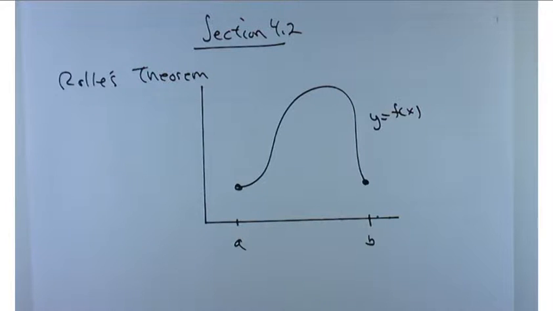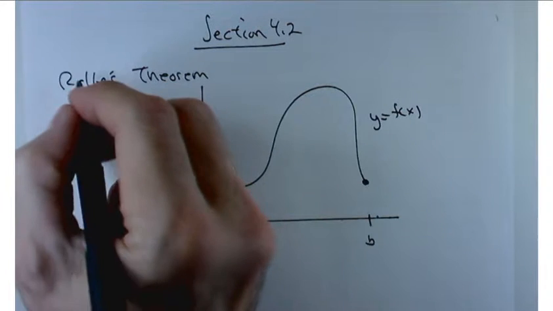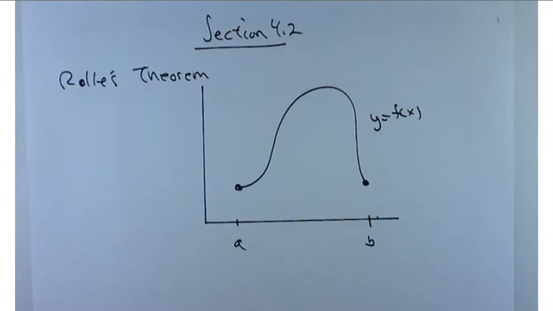Section 4.2 is going to introduce Rolle's theorem and then a more general version of Rolle's theorem called the mean value theorem. The mean value theorem is going to be the basis for a lot of what we do in Chapter 4 in terms of increasing and decreasing functions. But let's start with Rolle's theorem.